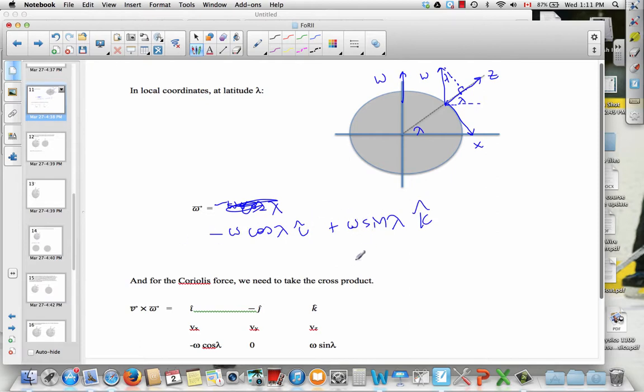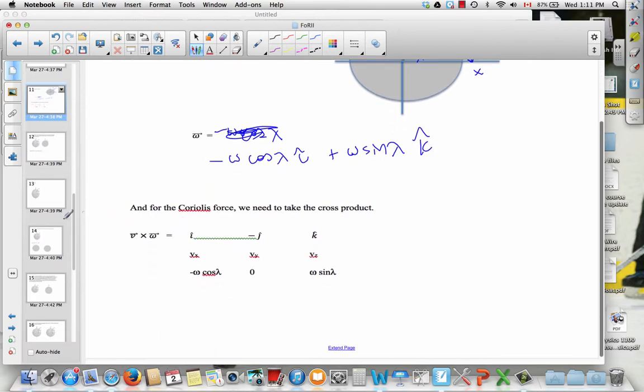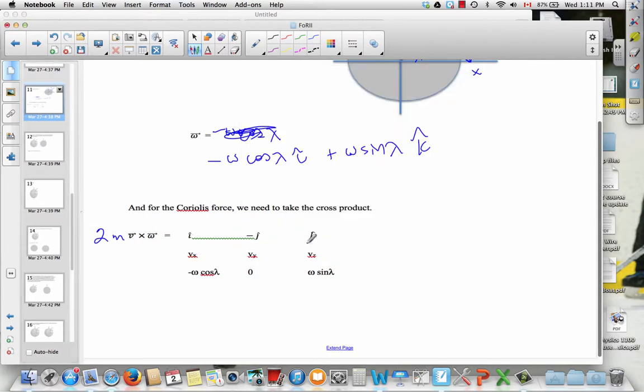Now, we need omega in local coordinates because for the Coriolis force, we have to do a cross product of v cross omega. Because remember, the Coriolis force is 2m v cross omega. So if we had vx, vy, vz, then we would get for our cross product 2m. Now for the i component, it's going to be vy omega sine lambda.